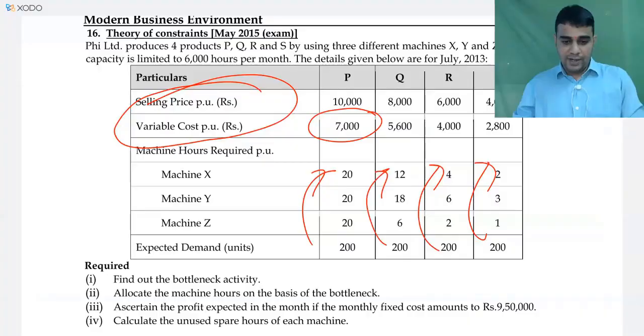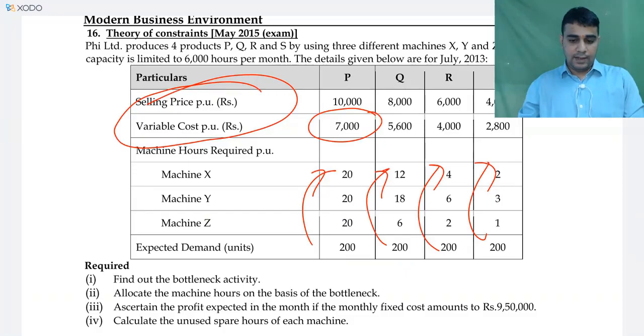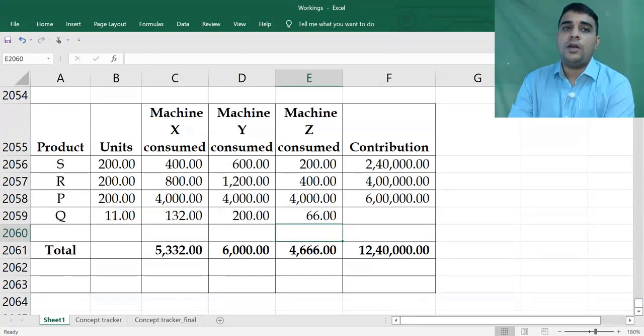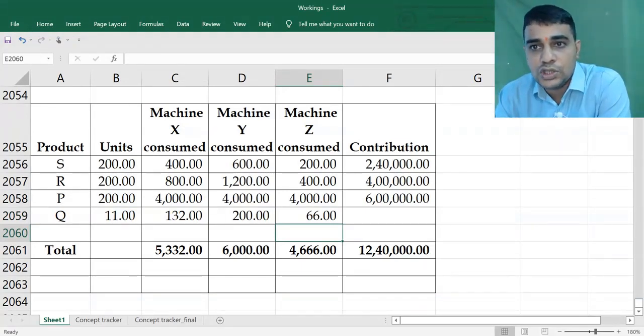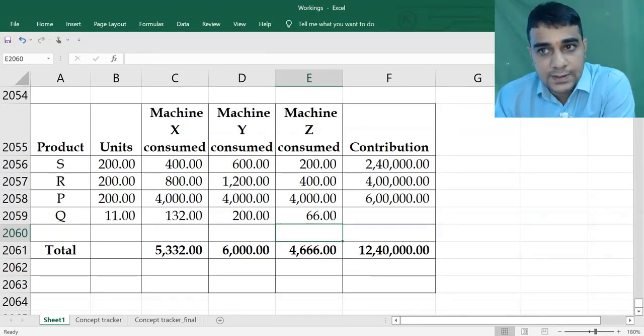And listen, 11 into 12. Once we are reaching closer to the full utilization, whichever is having a TA ratio of more than 100%, technically they can exceed that limit of 6,000. What you should ideally do is, first take the primary bottleneck. What was the primary bottleneck? Machine Y. Take machine Y as a balancing figure.